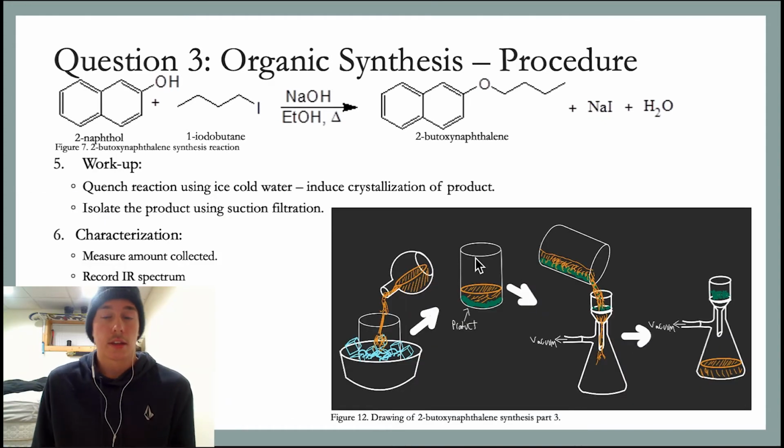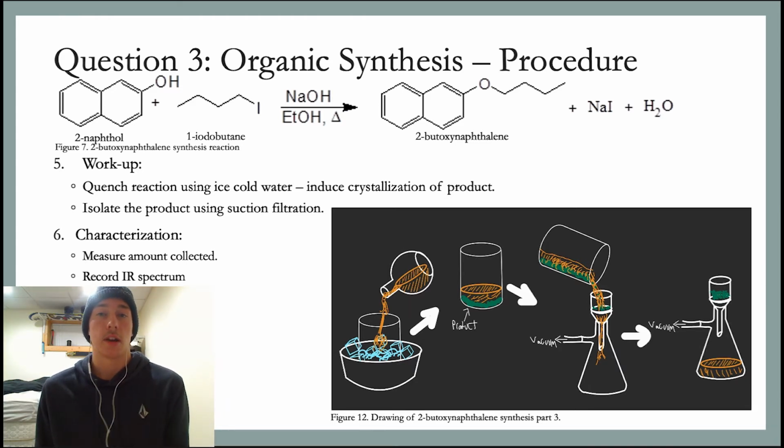And then the next step after this is the workup, which is the step used to isolate and purify the product. So the workup for this reaction begins by quenching the reaction. What you do is pour the hot products that you've just finished refluxing over ice water in a beaker.